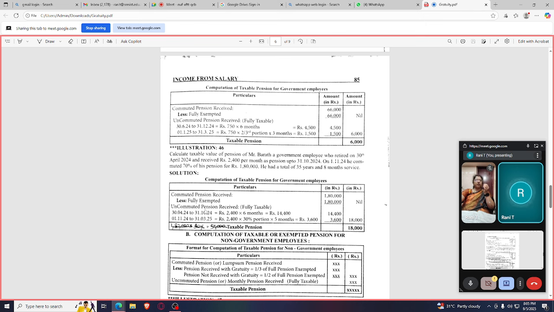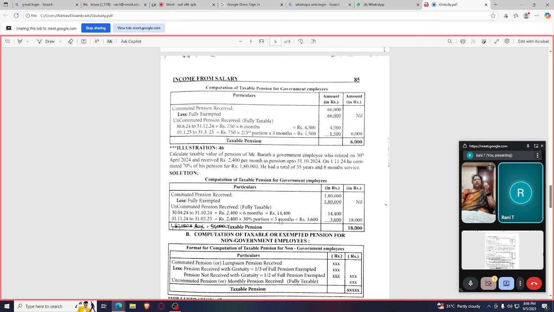Then when we come to uncommuted pension, what we have to consider is 2,400, and he retired on 30th April. See, from 30th April till 31st October, continuously he is getting for 6 months. So, 2,400 into 6 months comes to about 14,400. Until then he has not commuted, and after that, from 1/11, he gets only 30 percentage of 2,400. So 2,400 into 30 percentage, and what are the rest of the months: November, December, January, February, March.